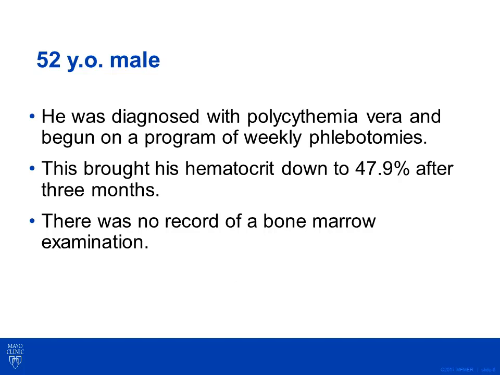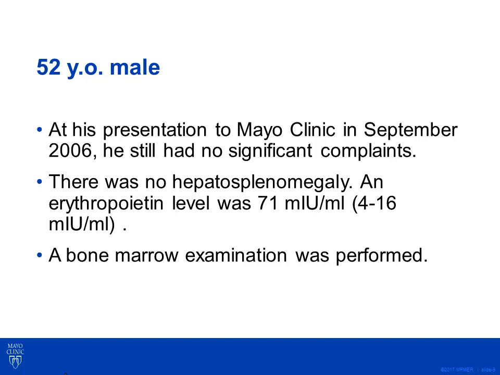He was diagnosed with polycythemia vera and begun on a program of weekly phlebotomies. This did bring his hematocrit down to 47.9 after 3 months, but there was no record of a bone marrow examination ever having been done. He presented then to Mayo Clinic for further treatment options for this disease in 2006. He still had no significant complaints. There was still no hepatosplenomegaly. And an erythropoietin level at this time was 71 with the ranges that were in effect here at Mayo at the time. And this is undoubtedly due to the fact that he's been having these phlebotomies. And at this point, a bone marrow examination was performed, and I'll show you a few slides.